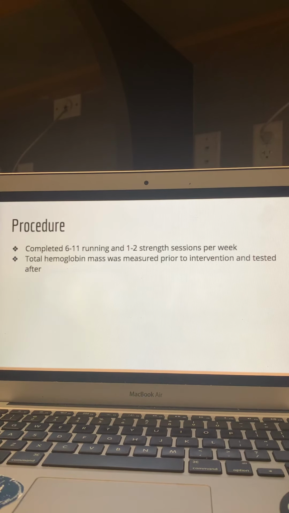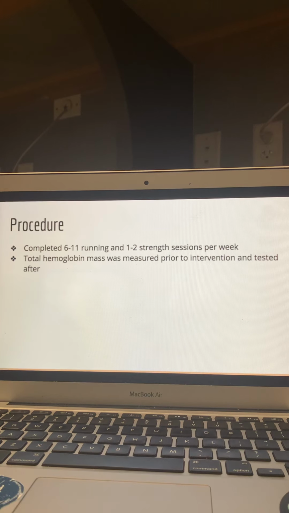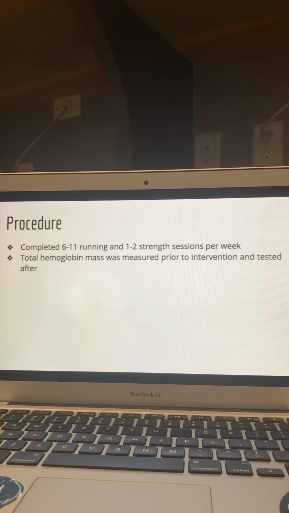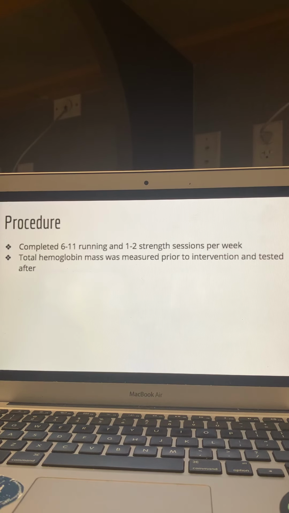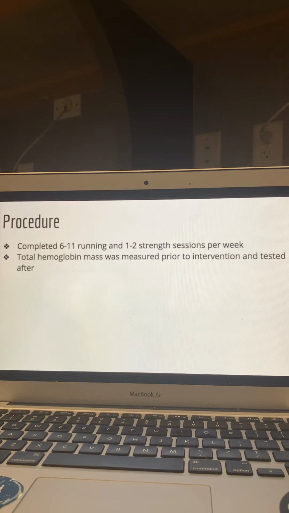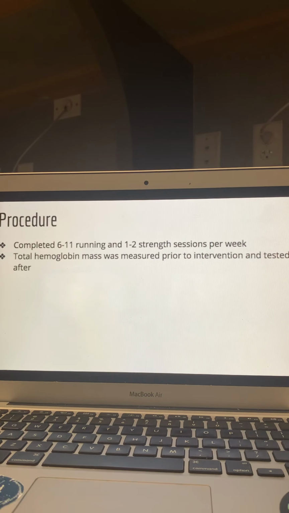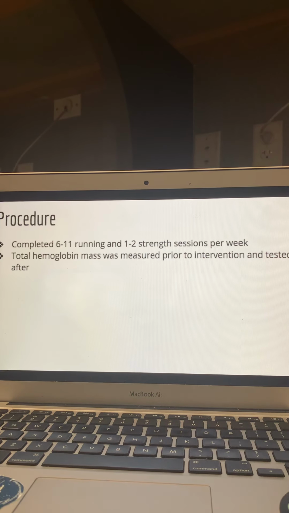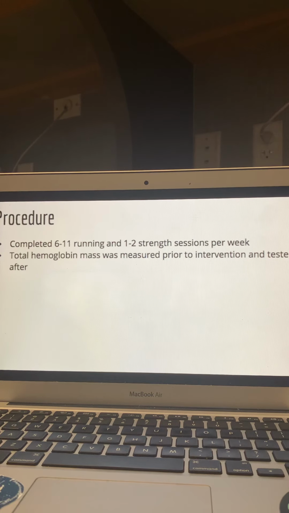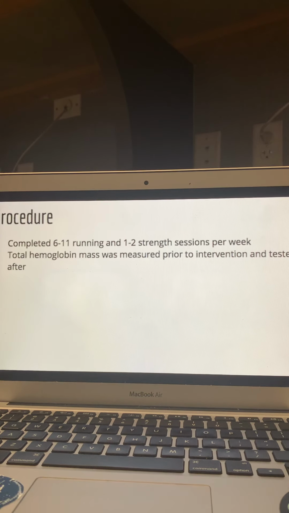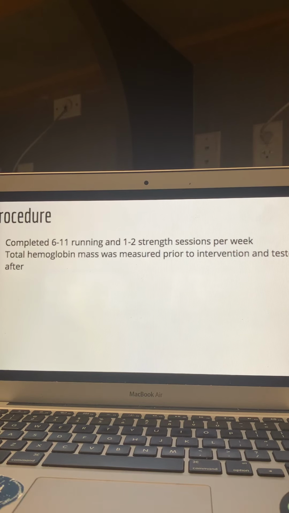So then it moves into the procedure section, which includes the type of training. Each athlete completed 6 to 11 running and about 1 to 2 strength sessions per week. And their total hemoglobin mass was measured prior to intervention and then was also tested after. Each week consisted of 1 to 3 high-intensity running sessions, a long run, and a lower-intensity aerobic continuous run.